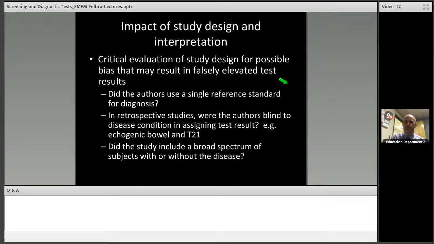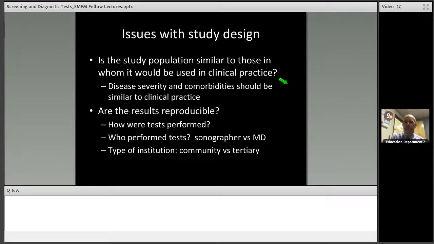Did the study include a broad spectrum of subjects with or without the disease? Selection bias can be introduced in some of these studies, and that can impact your sensitivity and specificity. But really, as we mentioned earlier on, it tends to impact mostly the predictive value rather than the sensitivity and specificity. If you look at a study with a very high prevalence of the disease, then you have a higher positive predictive value. The sensitivity and specificity may not really be affected that much, but the positive and negative predictive values will be affected.